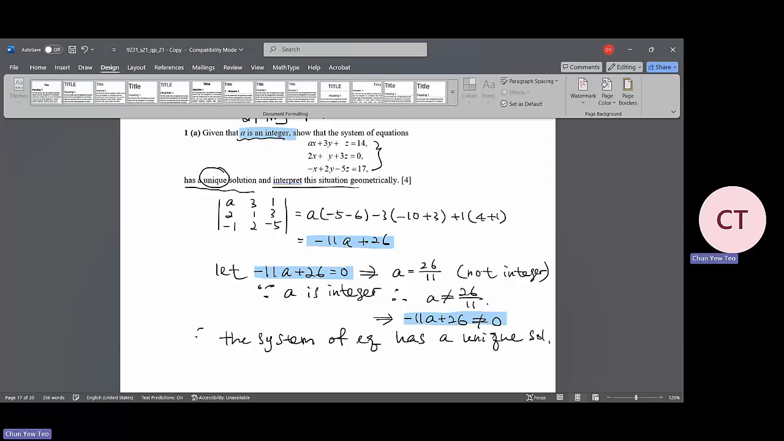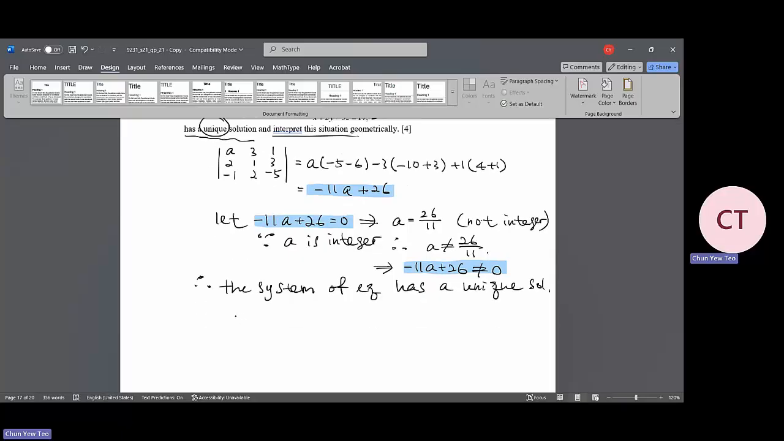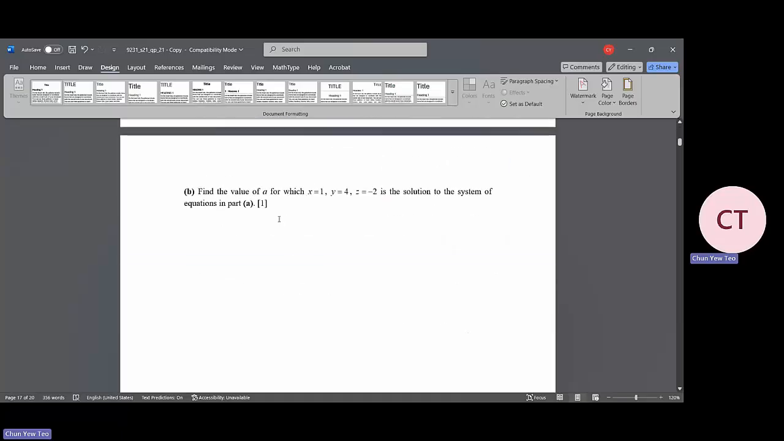Okay, that's all. Then we need to interpret the situation geometrically. If you have a unique solution, that means the three planes will intersect at a unique point. That's all. So this is the answer for number 1a. Now we move on to number 1b.